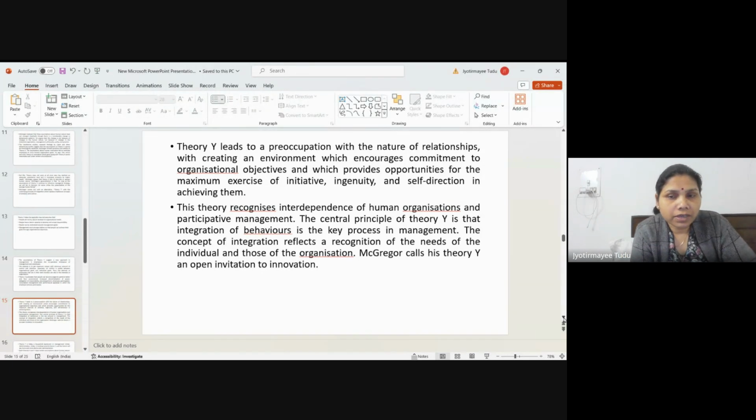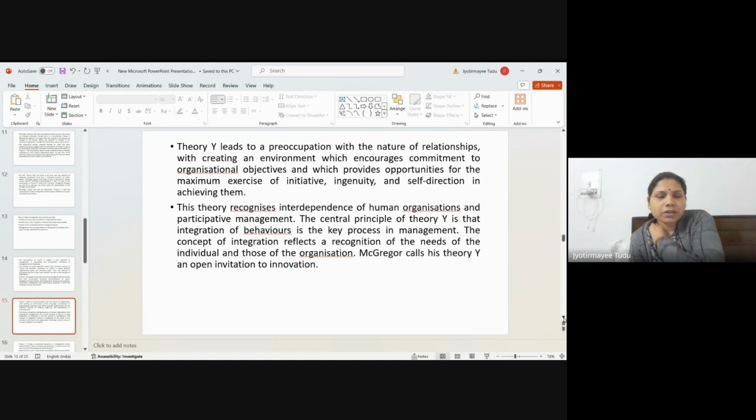So the concern of theory Y is to locate the possibility of complementarities between the commitment of the individual towards organizational objectives, and also that opportunities must be given to the concerned human resources so that they initiate their action in a more autonomous or self-directed manner, rather than getting direction only from above, so that they feel participative and consider themselves a stakeholder in organizational activities. So this theory recognizes the interdependence of human organization and participative management.